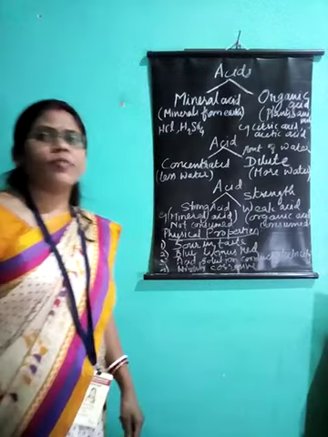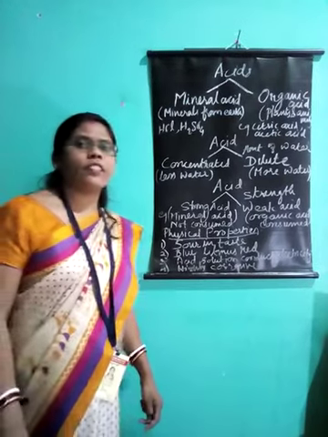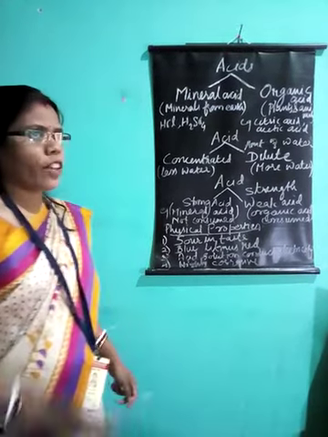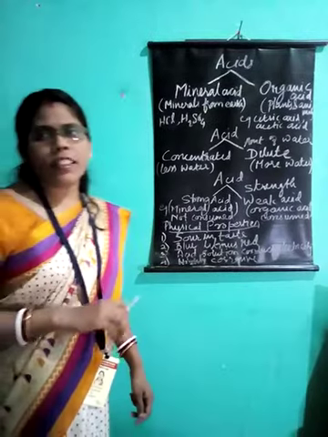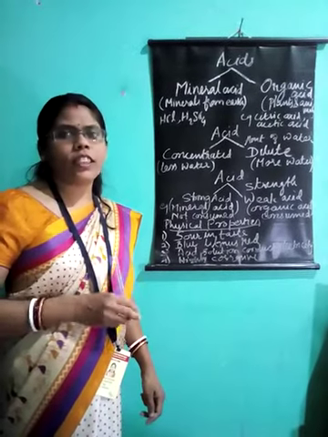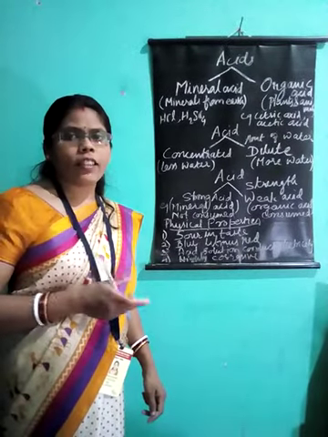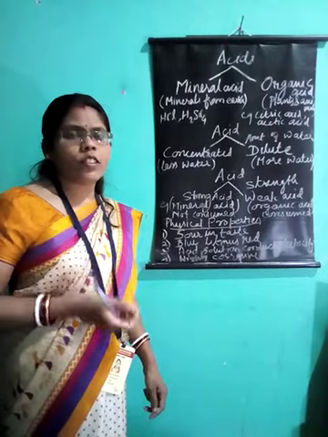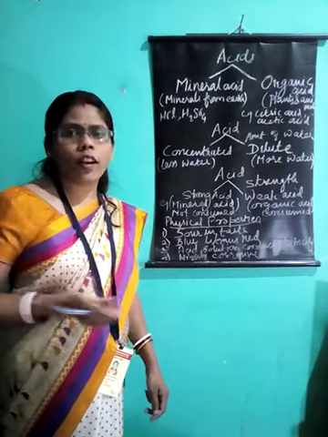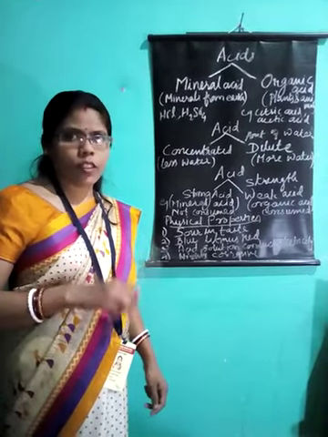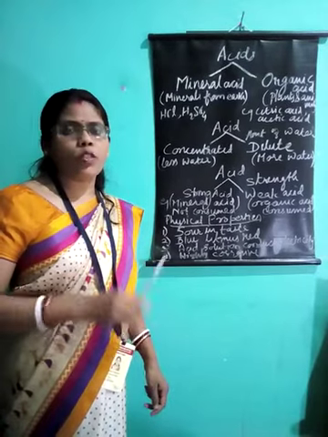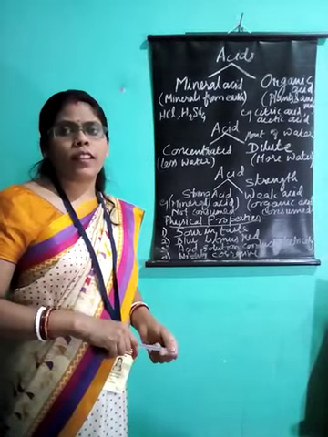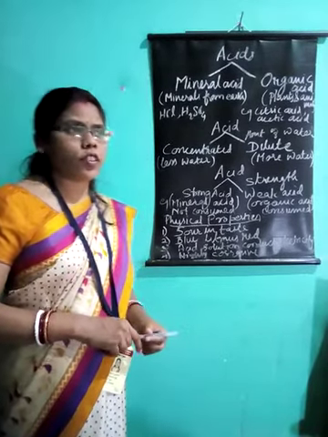Good morning, children. In the previous chapter, we had started with acids, bases and salts. And we saw what is acid, what is base. According to Arrhenius, we had given the definition. Acid is a substance which releases hydrogen ions or hydronium ions in aqueous solution. Base is a substance which releases OH minus ions or hydroxide ions in aqueous solution.